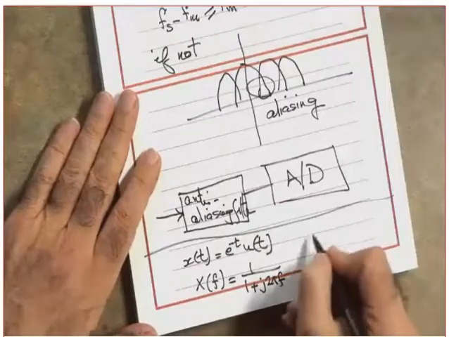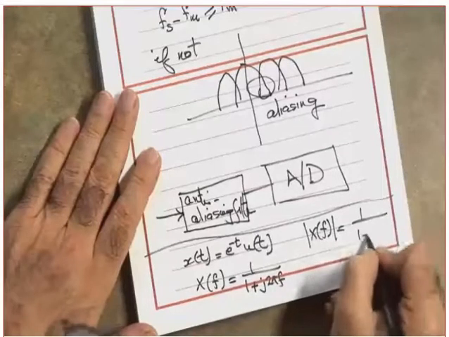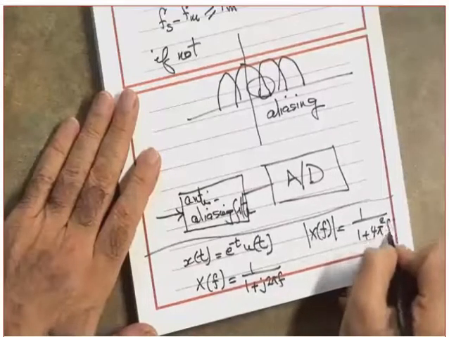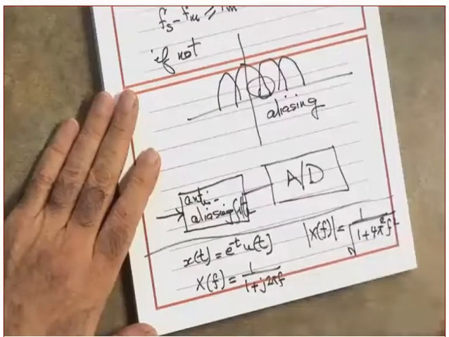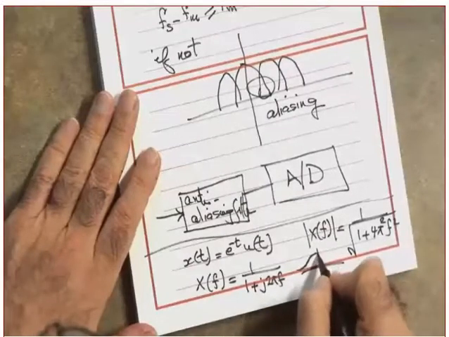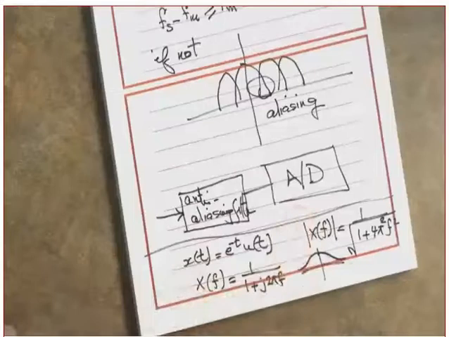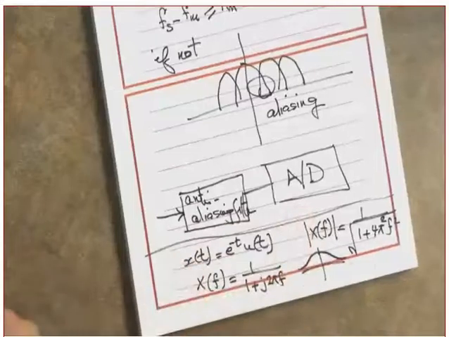Yes or no? And what is the absolute value of X of f? 1 over 1 plus 4 pi square f square. Agree? How do I sketch this? Agree? Is it band unlimited? Band unlimited. Is it time unlimited? Yes. Are you following me or not?